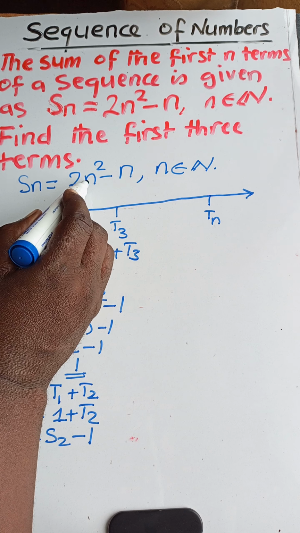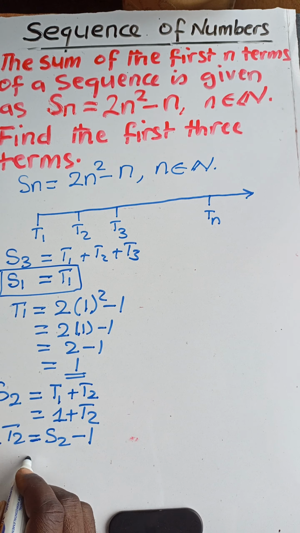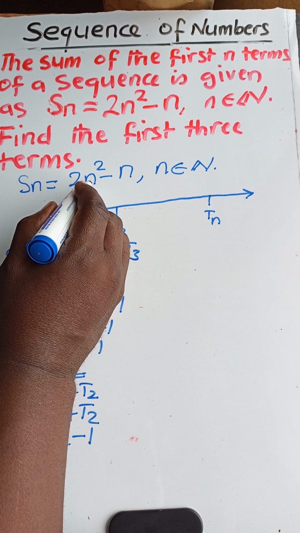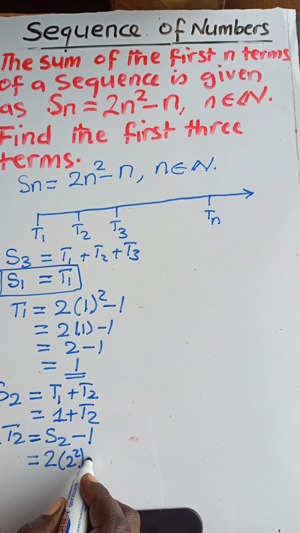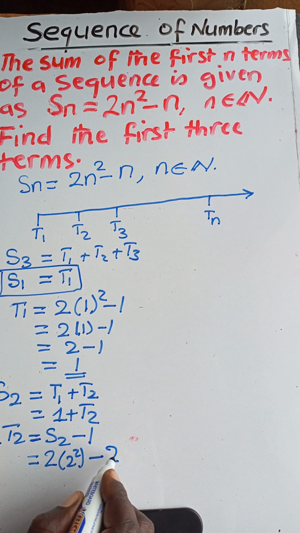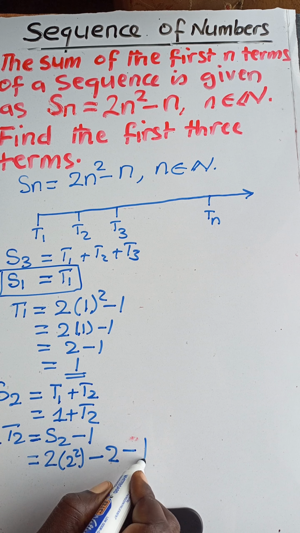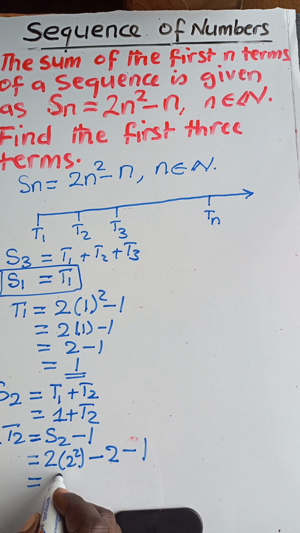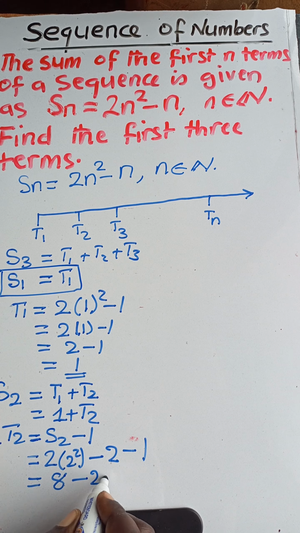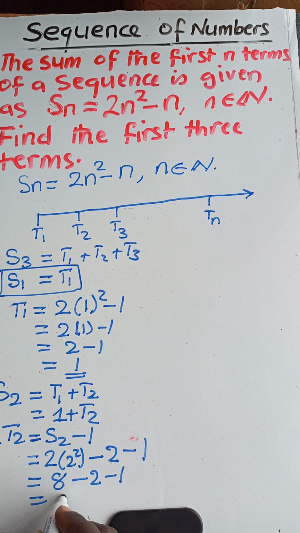In the place of n, we'll put 2 to give us S2. And so this will become 2 into 2 squared minus 2, and then minus this one that we have there. This gives us 2 squared is 4 times 2 is 8. 8 minus 2 minus 1, which is 8 minus 3, which is 5. So the second term for this sequence is 5.